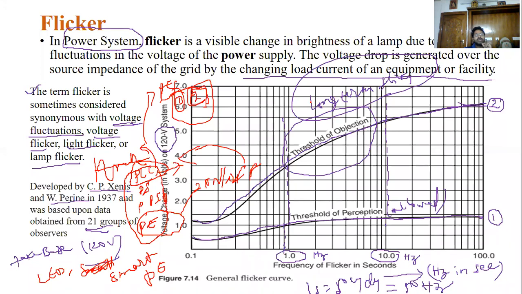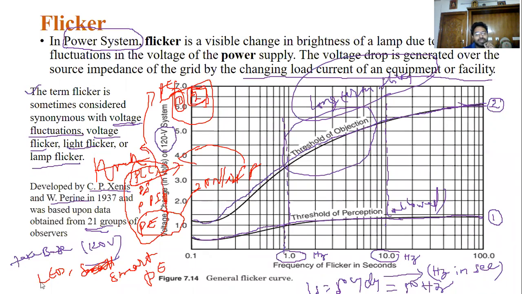Remember, sudden changes in the load current, which are sudden changes in the voltage levels when you turn the load on or off, are not the primary cause. So sudden changes in the load are not the only reason behind the production of flicker. Then what is the main reason for the production of flicker? The main reason for the production of flickers is arc furnaces.